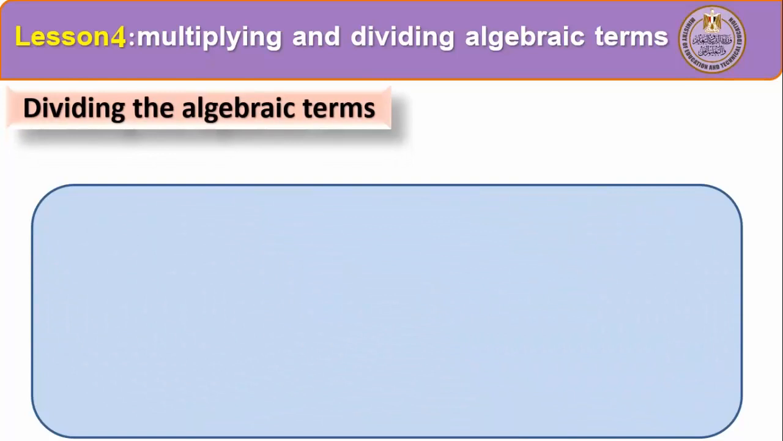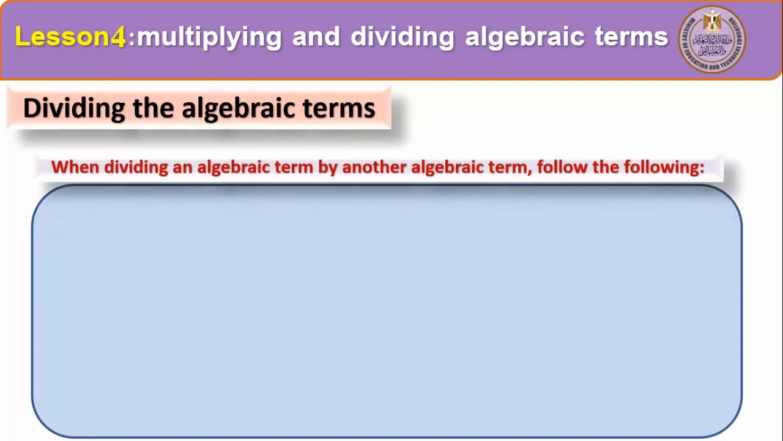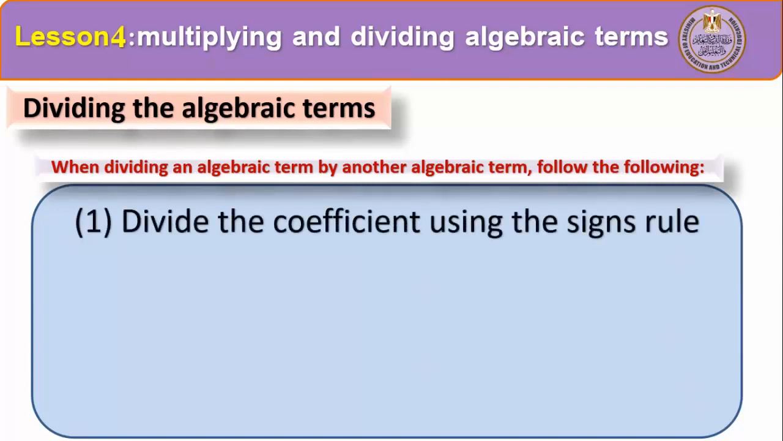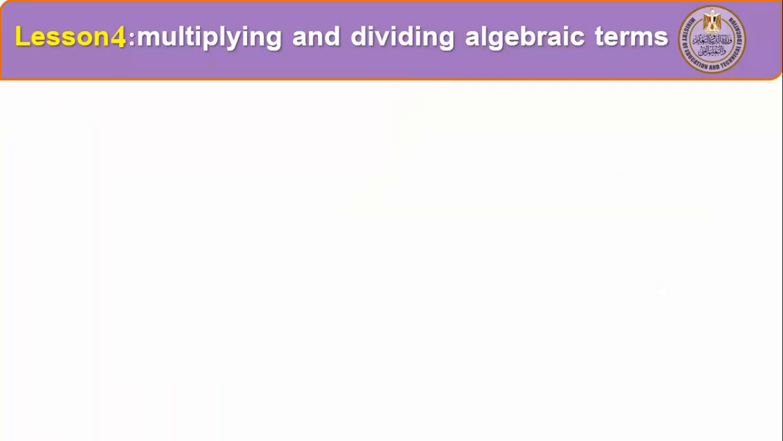Now, my dears, let's continue with dividing algebraic terms. How can we divide algebraic terms? When dividing an algebraic term by another algebraic term, we follow these steps. Firstly, we divide the coefficients using the signs rule. Divide the symbols, taking care that the indices of like bases should be subtracted, subtracting the indices of the divisor from the indices of the dividend.